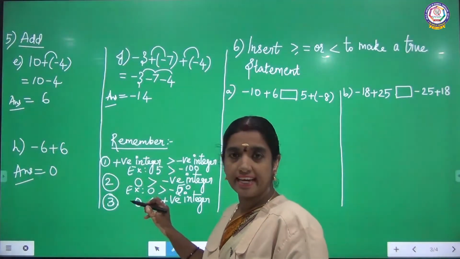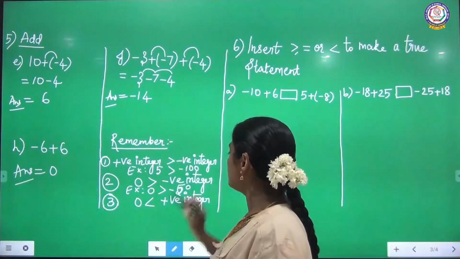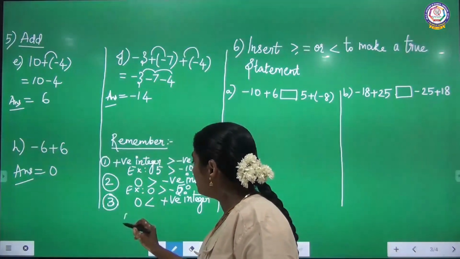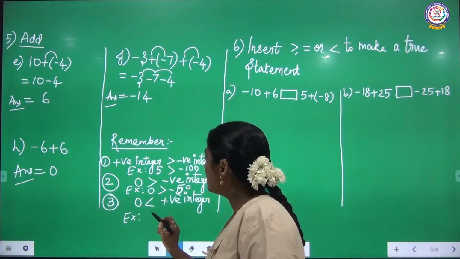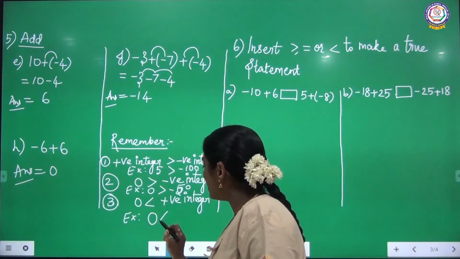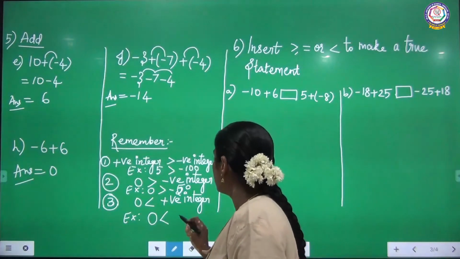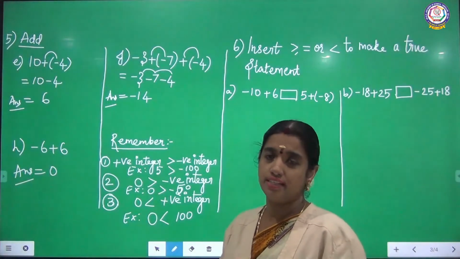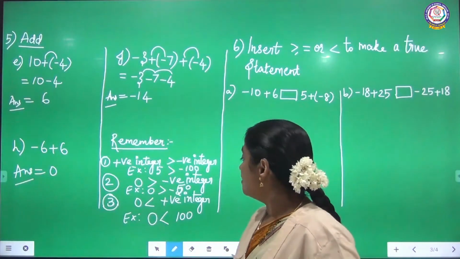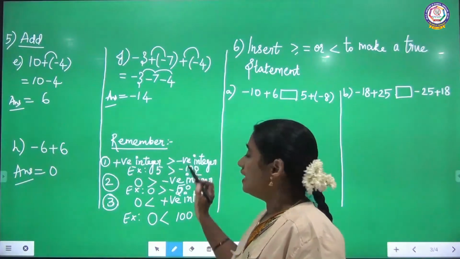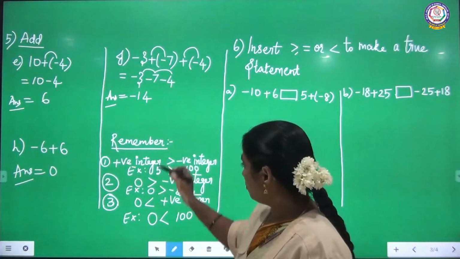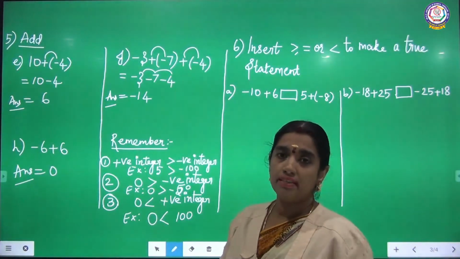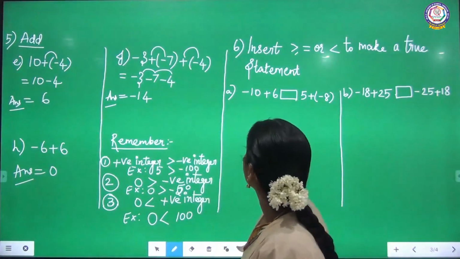So, 0 is greater than what? Minus 50. And the third example is 0 is less than a positive integer, for example 100, 5, 2, 3. These are the positive integers. So, 0 is less than 100. Please remember this concept.